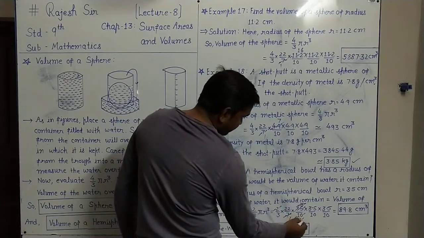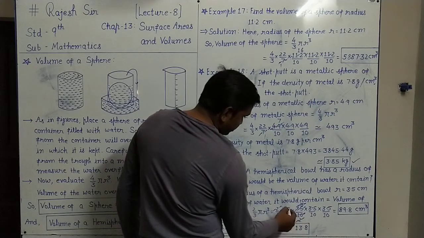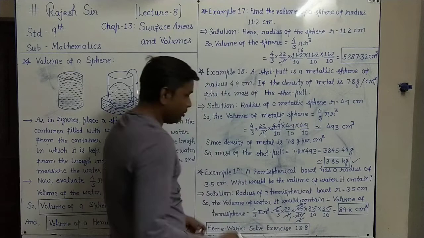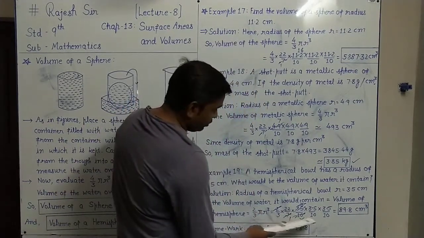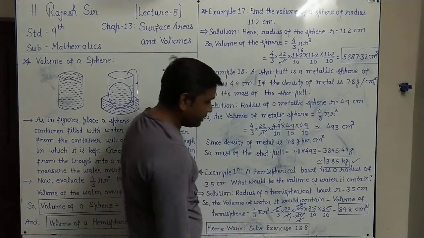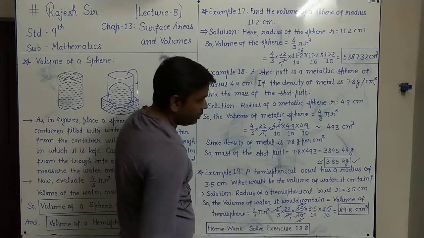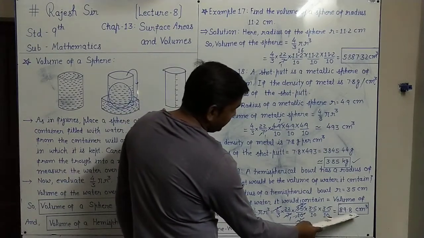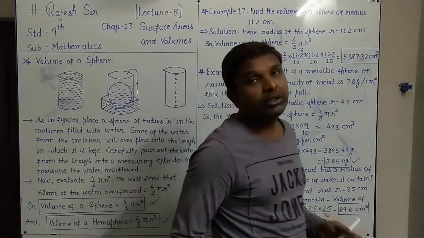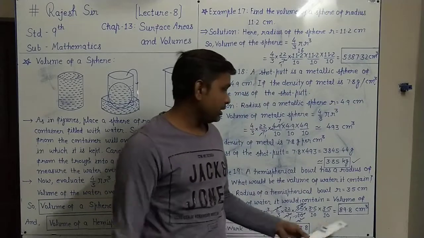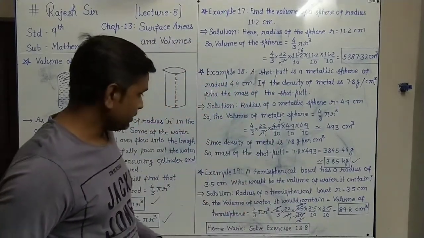5 ones are 5, 5 twos are 10, right? And this 2 and 2 cancel. So what remains is 22 into 35 into 35. Multiply all these numbers, divide by 3, and divide by 10 into 10 into 10. Finally you will get 89.8 centimeter cube as the volume of the hemispherical bowl. That means it can contain 89.8 centimeter cube of water. That way we can get it.